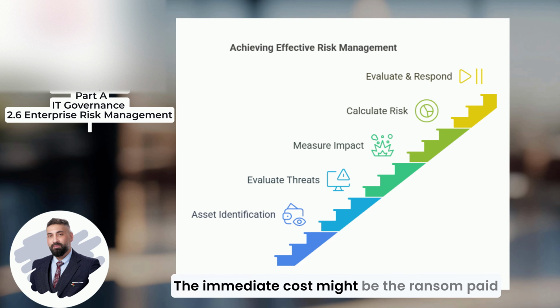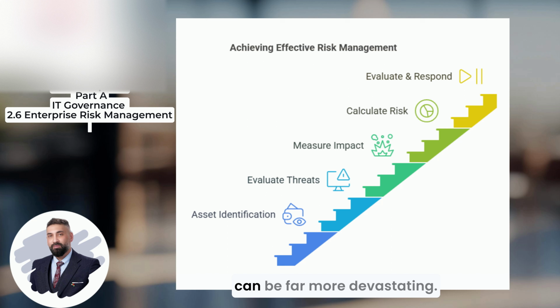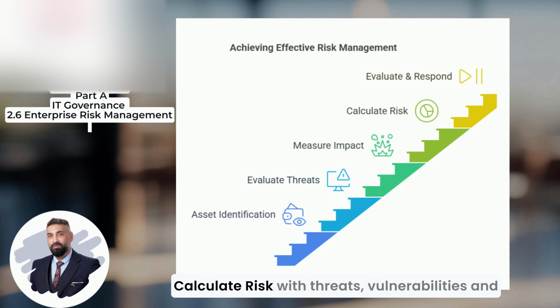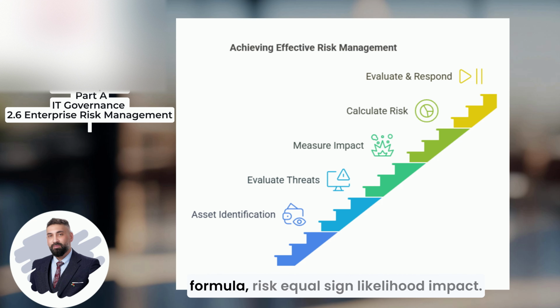The immediate cost might be the ransom paid to recover systems, but the indirect effects, such as losing customer loyalty or failing regulatory audits, can be far more devastating. Step 4. Calculate risk. With threats, vulnerabilities, and impacts understood, it's time to determine the overall level of risk. This is typically done using a simple formula: risk = likelihood × impact.